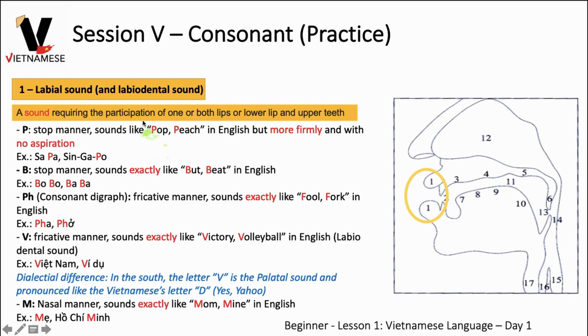We practice the labial sounds or the labial dental sounds. The labial sounds are the sounds that require the participation of one or both lips, or the lower lip and upper teeth. The circle I draw here shows which organ of the mouth we use to pronounce those consonants. Okay, I start with the top one.